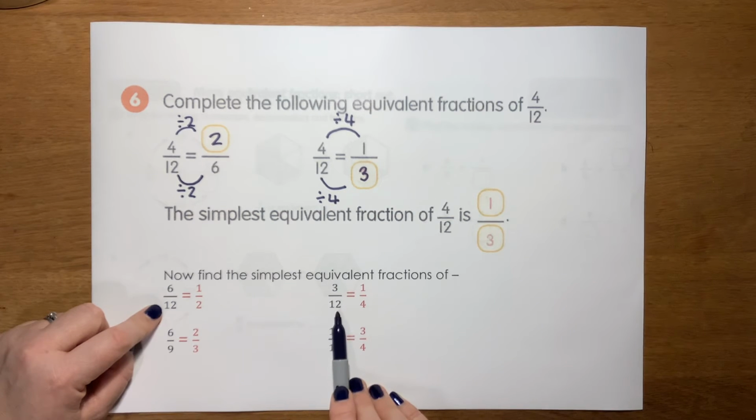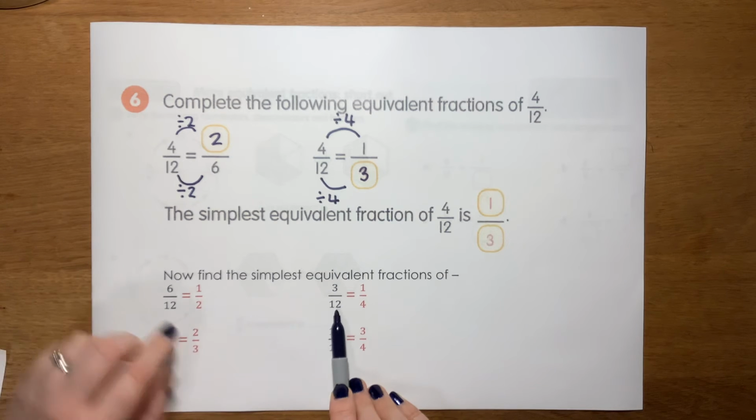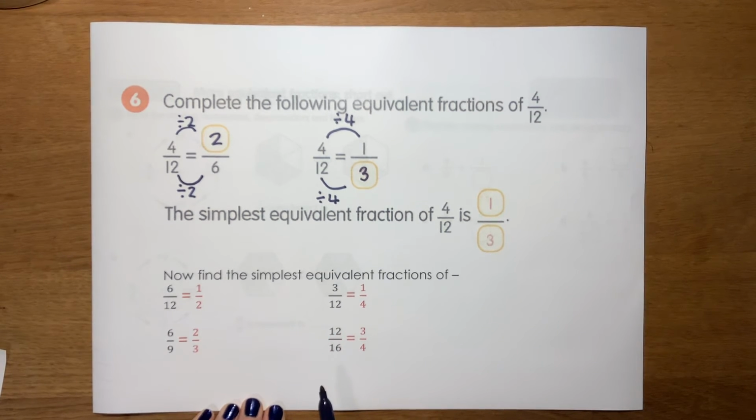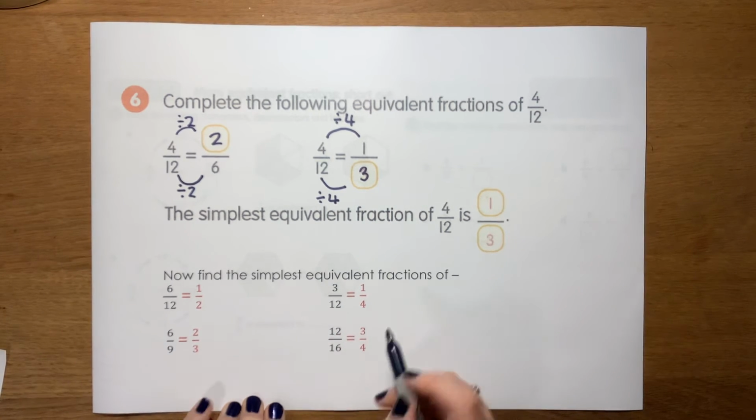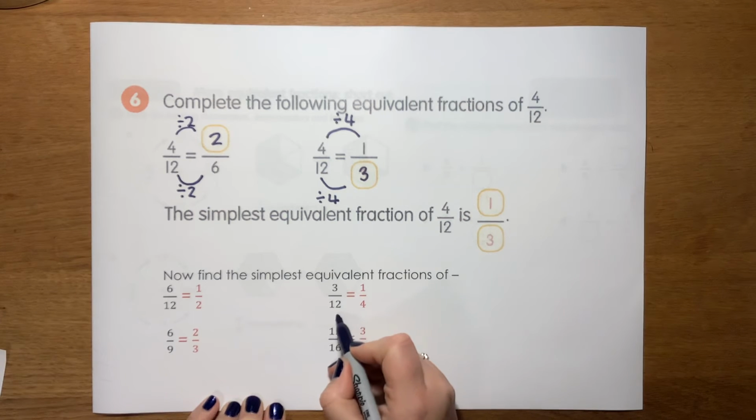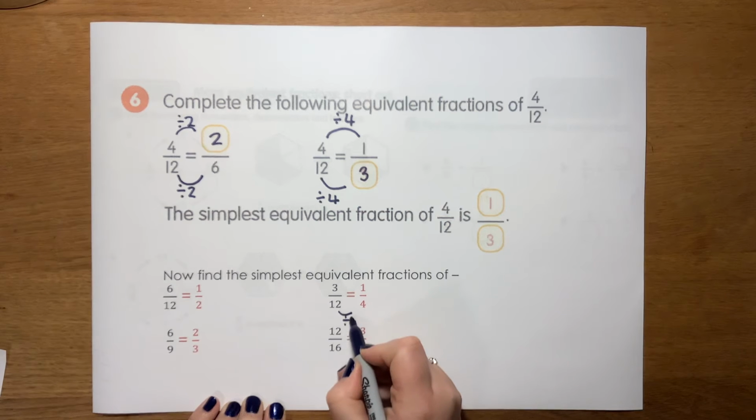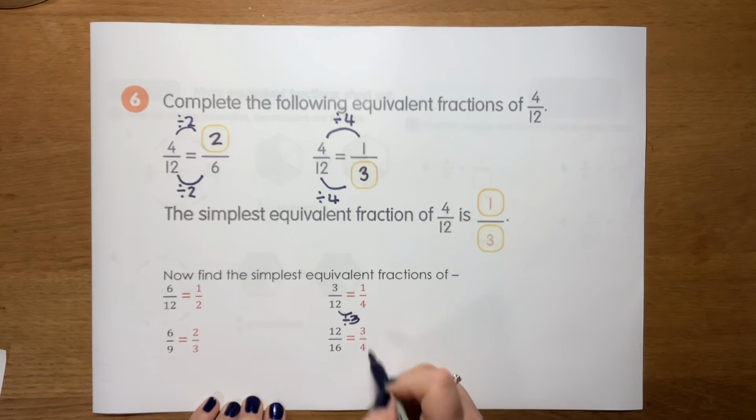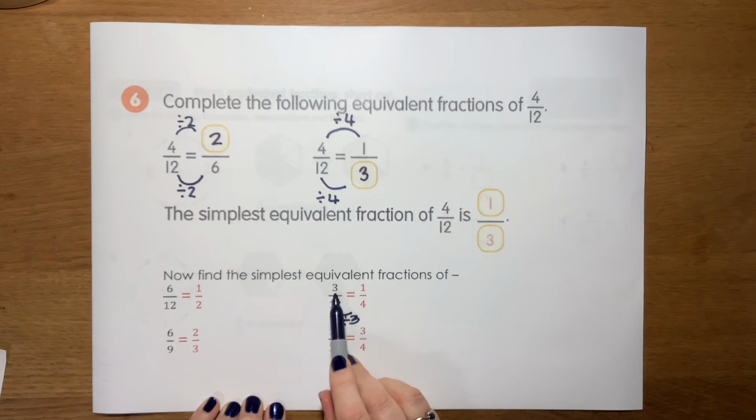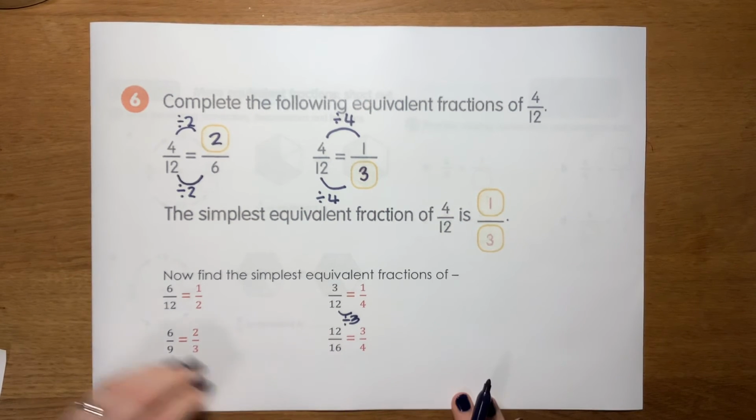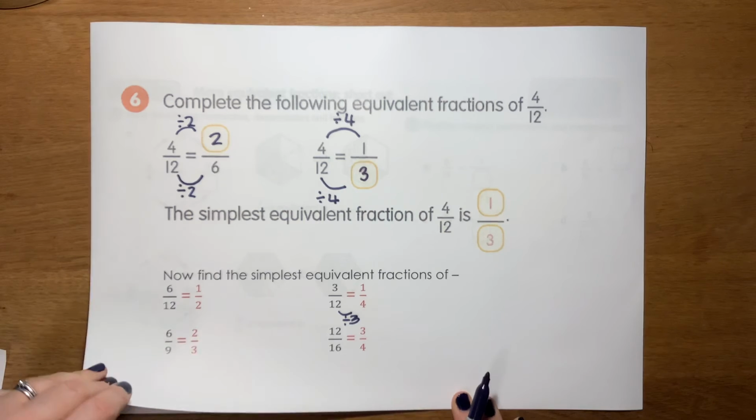3/12. So straight away I know that 12 and 3 are in the 4 times table. Sorry, in the 3 times table, I beg your pardon. So I know that if I divide 12 by 3, my denominator will become 4. And if I divide my numerator of 3 by 3, it will become 1. So hopefully you managed that okay.